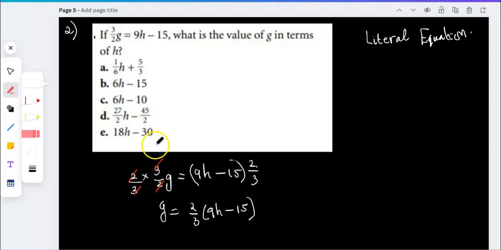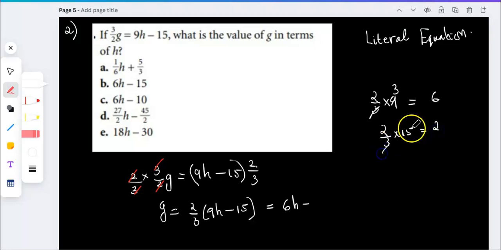You have to open the parenthesis. So I'm multiplying 2 over 3 with 9. The 3 and this 9 can be crossed off, and you'll get 3. 2 times 3 will give me 6, so 6h minus, then 2 over 3 is multiplied by 15. The 3 and 15 can be crossed off, so I'll get 5. 2 times 5 gives me 10. So 6h minus 10 will be my answer there. So you can go with option C.